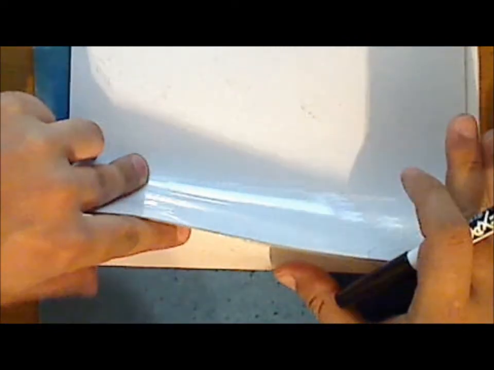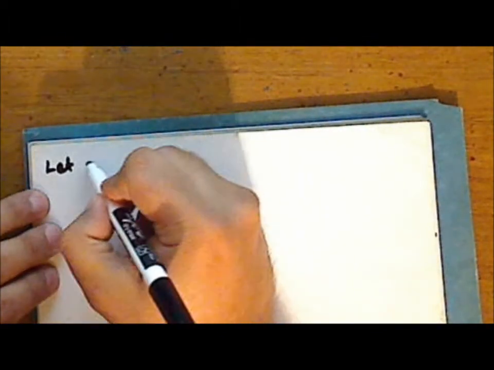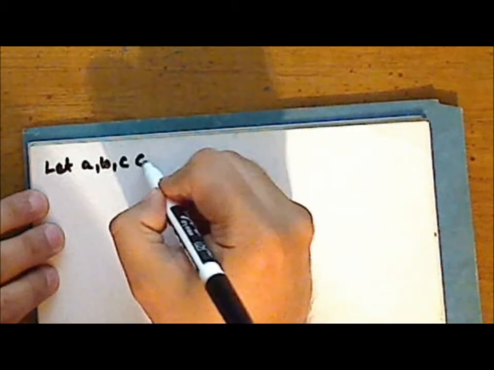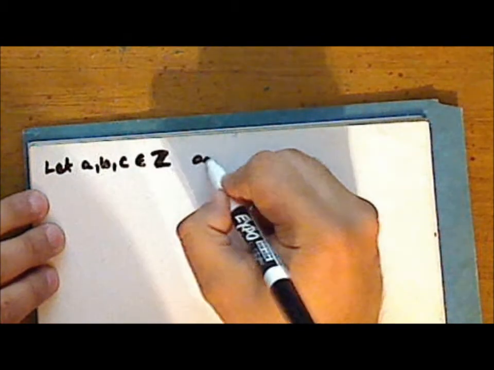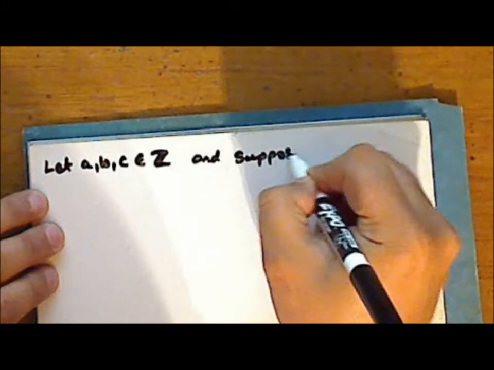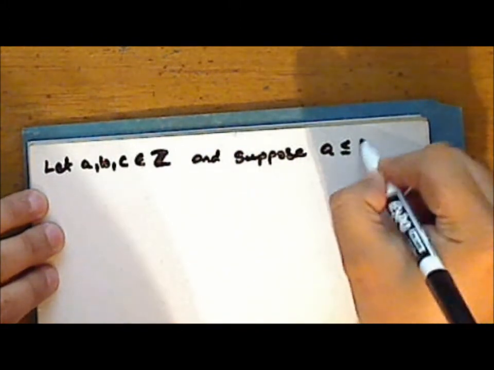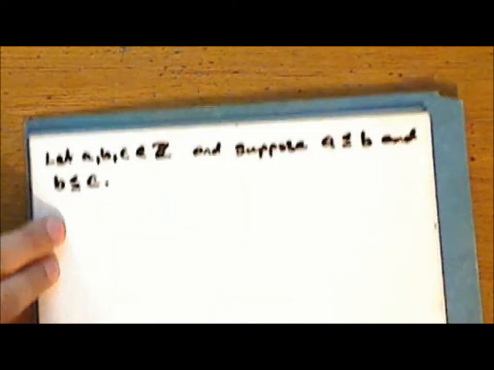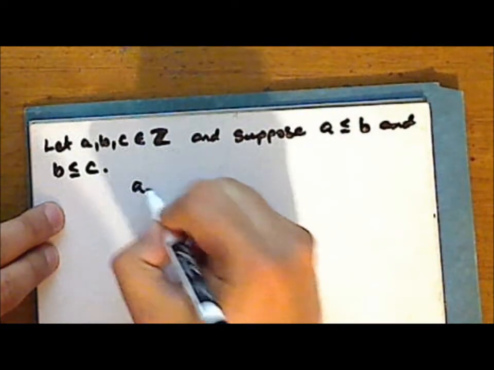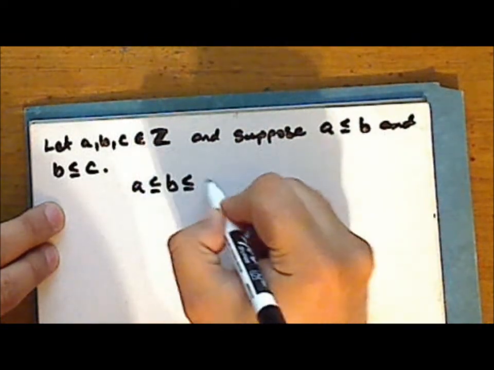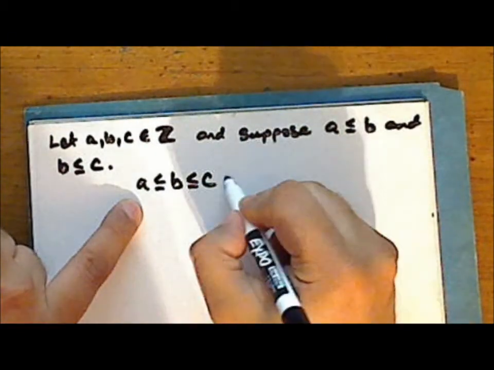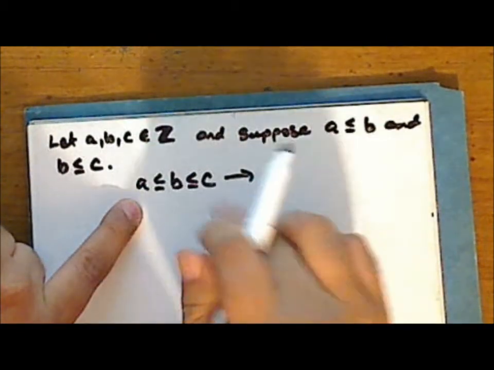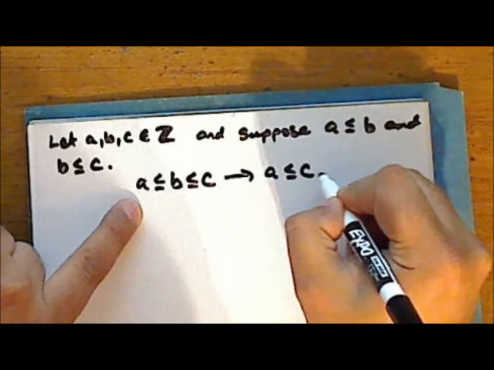So next we need to show that the relation is transitive. So let the elements a, b, and c be integers. And suppose that it is true that a is less than or equal to b and b is less than or equal to c. Once again, we can combine this into one statement. We have a less than or equal to b, which is less than or equal to c. And so we can, from this chain, see that a is less than or equal to c.